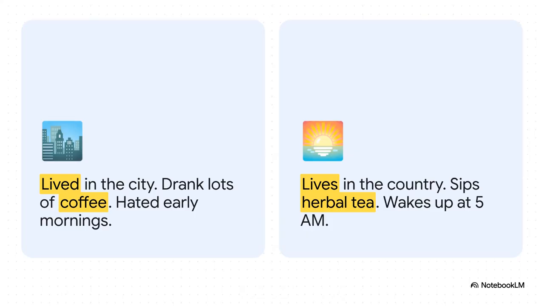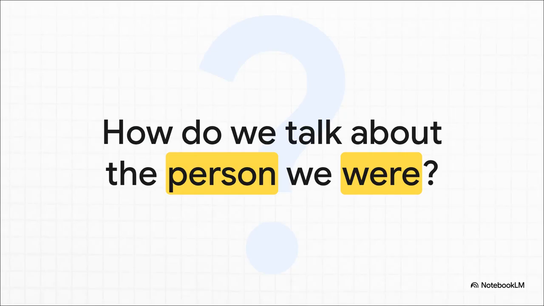So check this out. On the left, you've got someone who lived in the city, ran on coffee, and hated mornings. And now, they're out in the country, drinking herbal tea and waking up at 5 a.m. Talk about a transformation. This is the kind of story that happens to all of us in ways both big and small. And that really brings us to the big question, doesn't it? How do we build that bridge in English between the person we were and the person we are now? How do we talk about our past selves clearly and naturally?